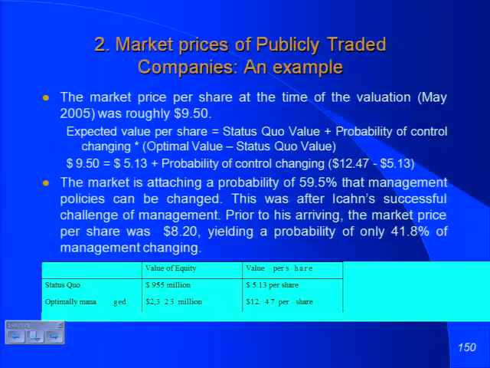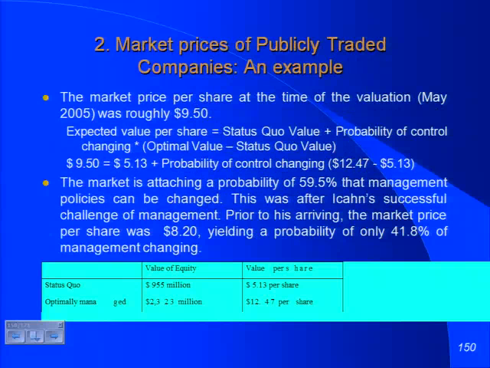Here's the second. As I said, I believe that the market price of every publicly traded firm has embedded in it the expected value of control. And let's go back to the Blockbuster case. The stock price was $9.50, the status quo value is $5.13, the optimum value is $12.55. Let's assume that I was right on both, because that's an assumption here, those are both estimates. I also told you that Blockbuster's stock price was $9.50, right?